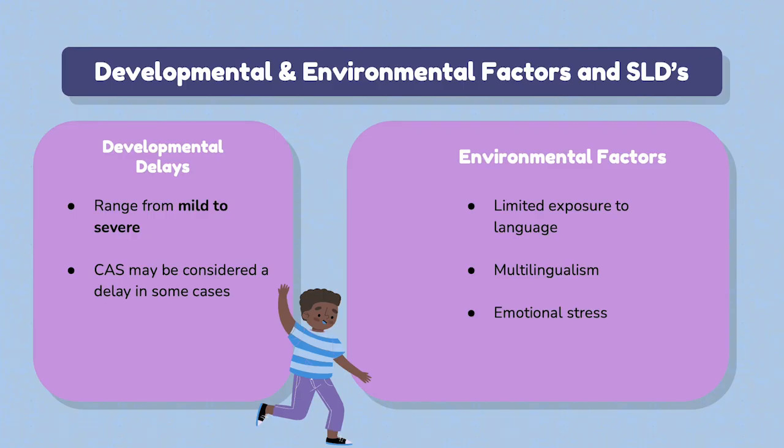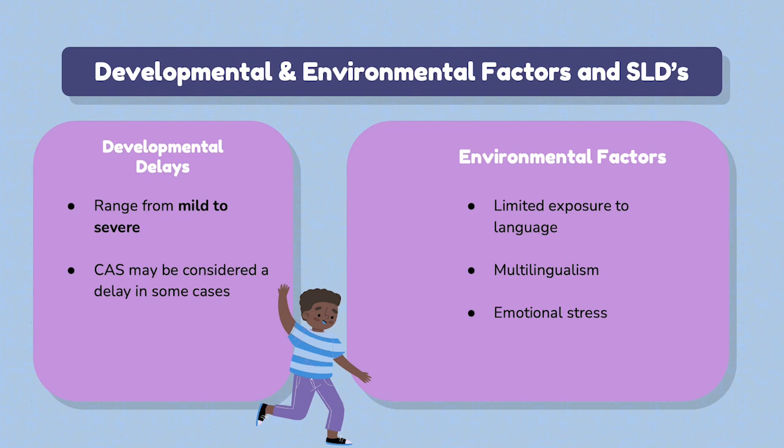Developmental and environmental factors and speech-language delays. So some developmental delays include children experiencing delays in speech-language development without any clear cause. These delays can range from mild to severe and can possibly be associated with other developmental issues. CAS can also be considered a developmental delay in some cases.